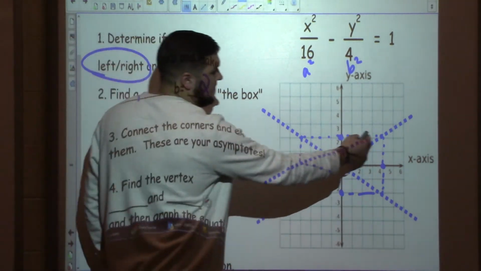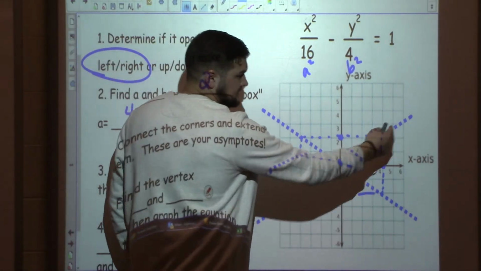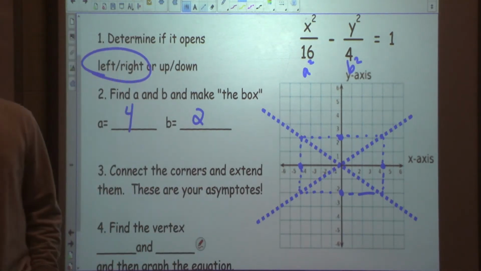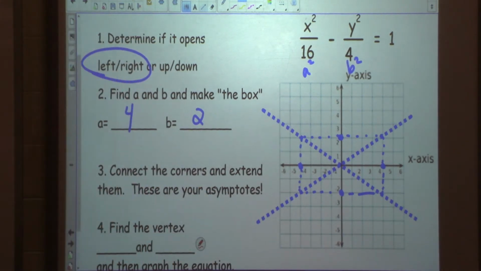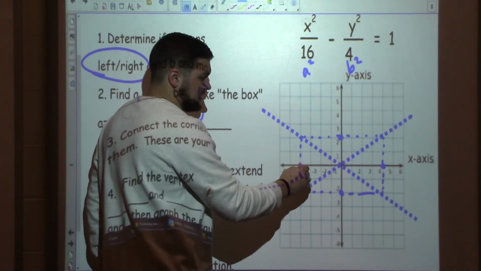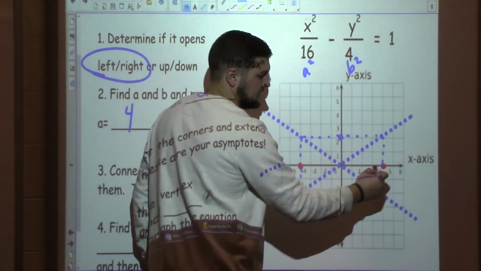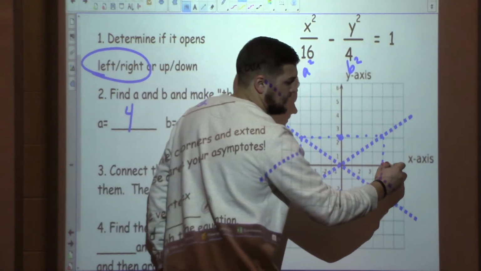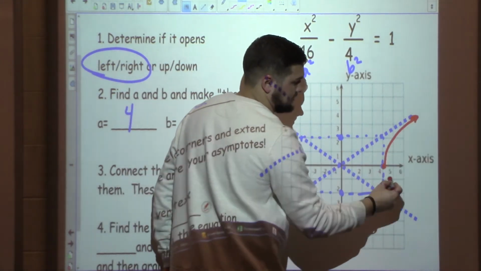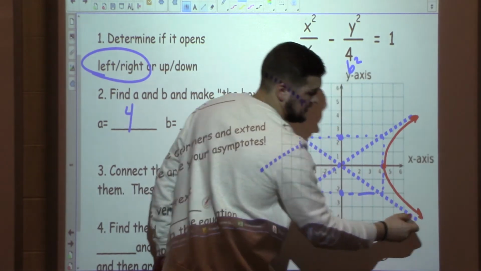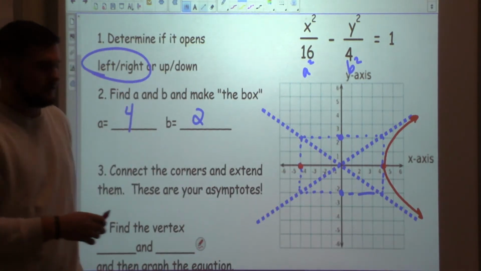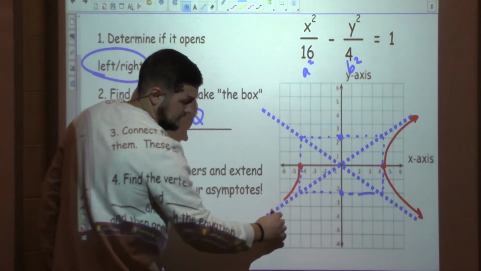So we have our dotted box. We have our dotted asymptotes. And which way did we say it was going to open? Left to right. So we're going to graph it now. Here's how we graph it. If it opens left to right, I'm using these two points on my box. I'm starting at that point, and I'm drawing arrows towards the asymptotes, but I'm not crossing them. That's the first part of my hyperbola. Second part goes over here.